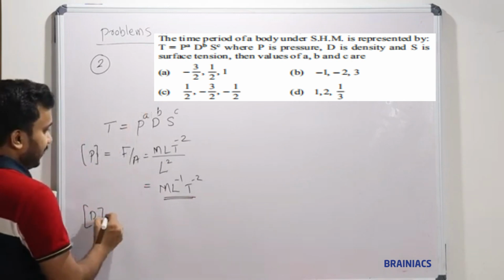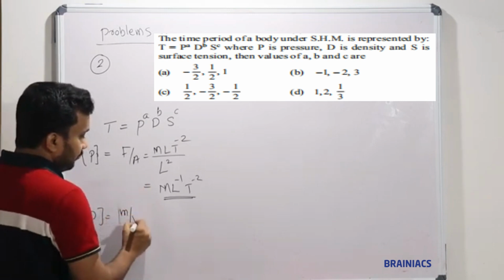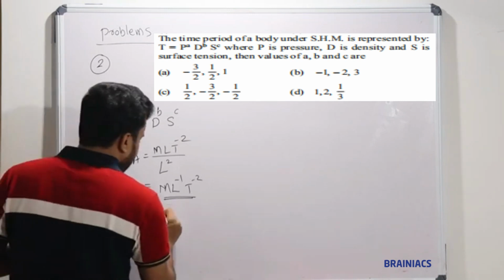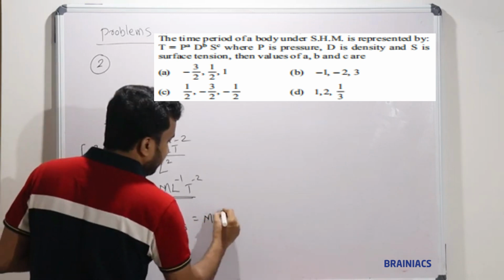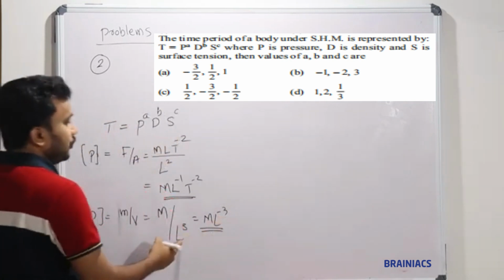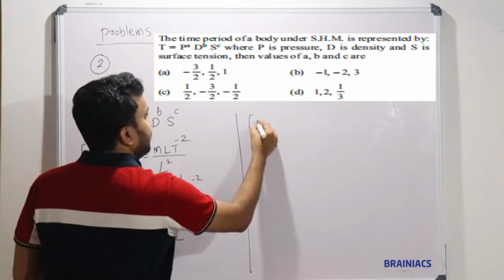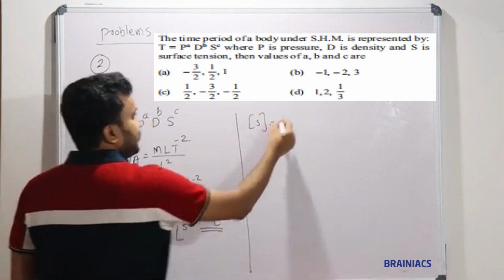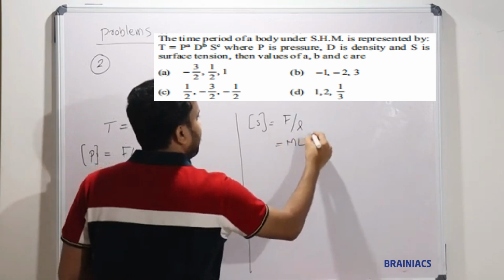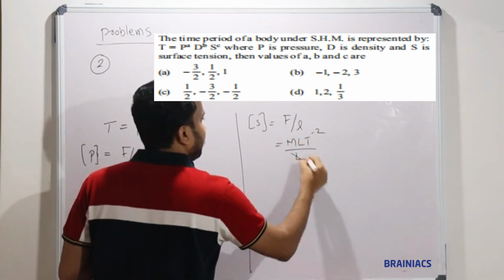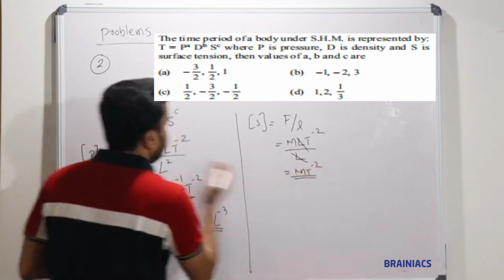Dimension formula for density. Density is equal to what? Mass per volume. What is mass? M. Volume means L cube. So the dimension formula is ML power minus 3. Next one is surface tension. What is the dimension formula of surface tension? Surface tension means force per length. Force is MLT raised to minus 2, length L, gets cancelled. So the formula is MT power minus 2. So we got all the formulas.